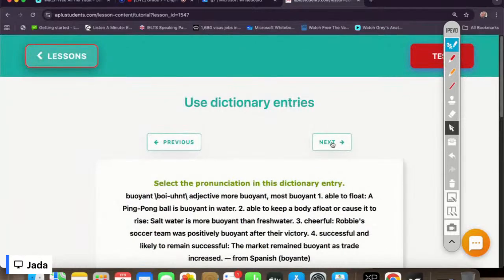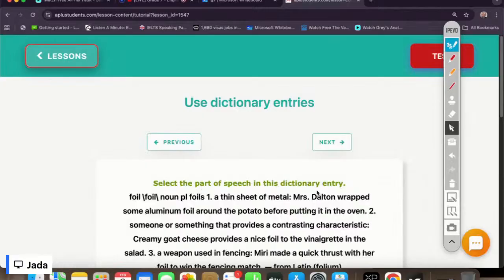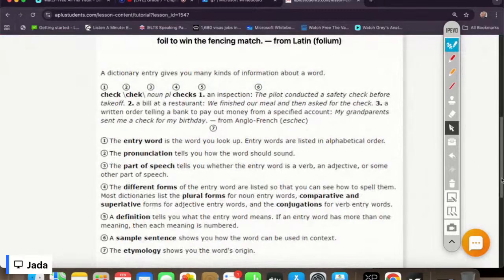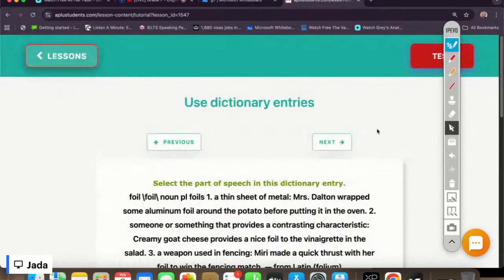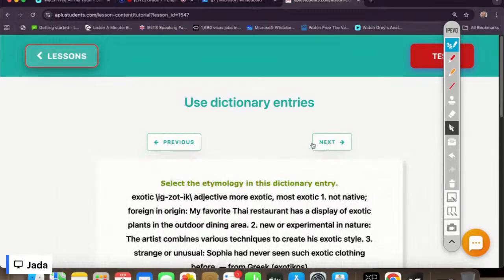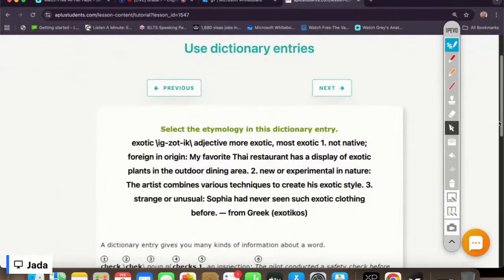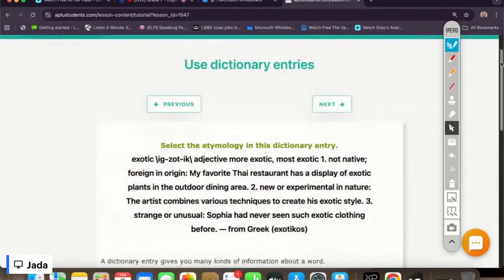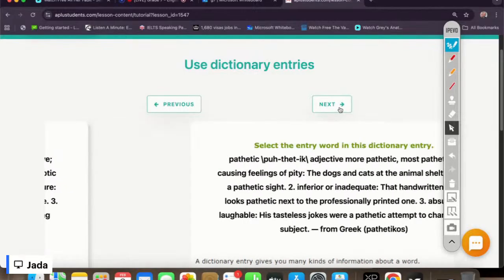So we have some examples here. Select the part of speech in the dictionary entry. So now we have foil. What's the part of speech? So it is a noun. Okay. The part of speech is the noun. So we have select the etymology in this dictionary entry. So remember that that is the origin. Where is it from? Okay, the word's origin. So for exotic, we have what? It's from Greek. Okay, so this is different ways that you can understand a word using the dictionary.